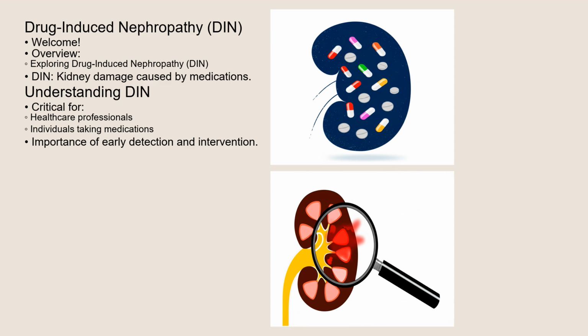Hello and welcome. Today, we're diving deep into a critical aspect of kidney health: drug-induced nephropathy, or DIN. This condition occurs when medications intended to heal or help, unfortunately, damage the kidneys. Understanding DIN is vital for both healthcare professionals and individuals taking medications, as early detection and intervention can significantly improve outcomes. So, let's explore what DIN is all about.